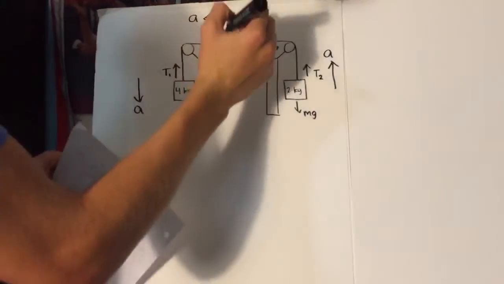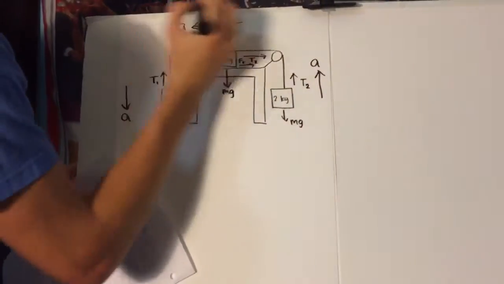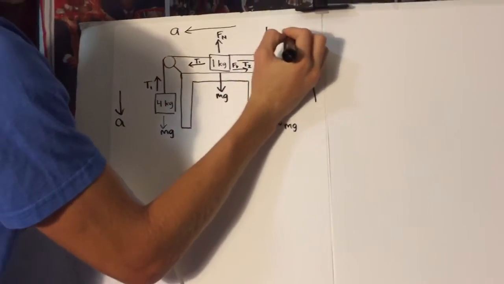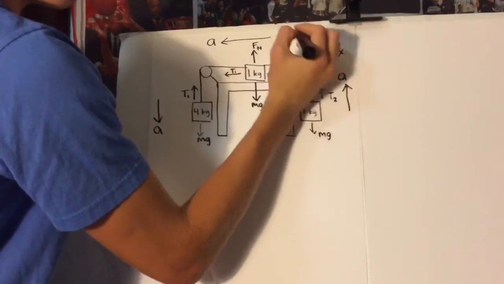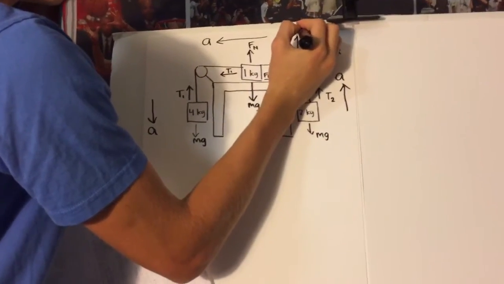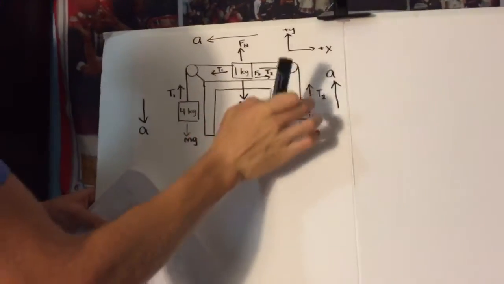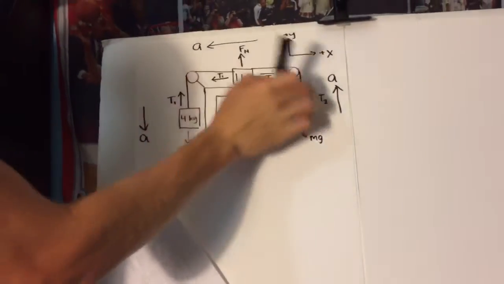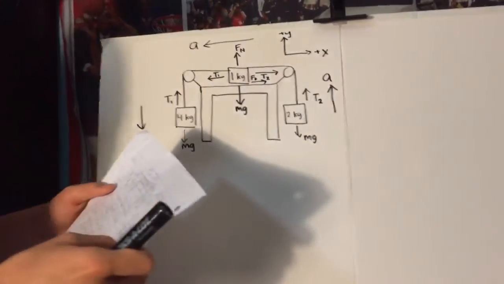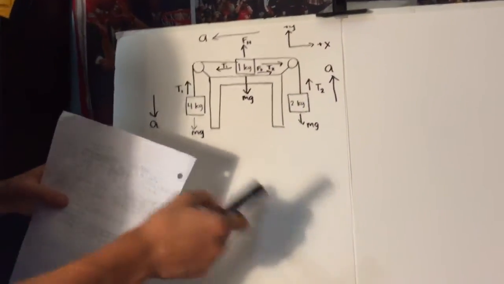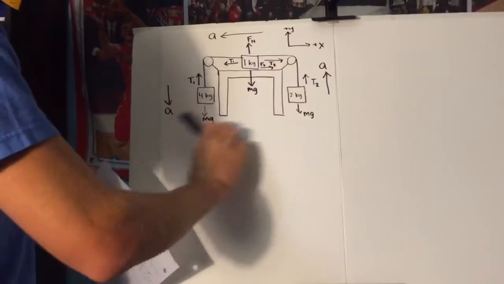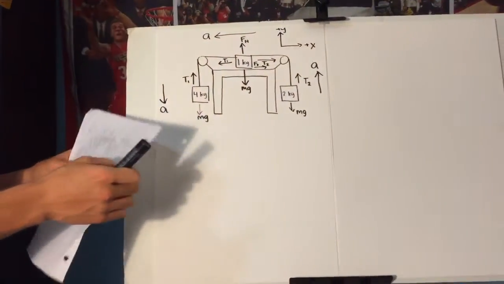We're going to use positive x in this direction and positive y in this direction, and we're going to use that for all 3 of these free body diagrams. So now we're going to start with Newton's laws and do the sum of all the forces in the y and the x directions.